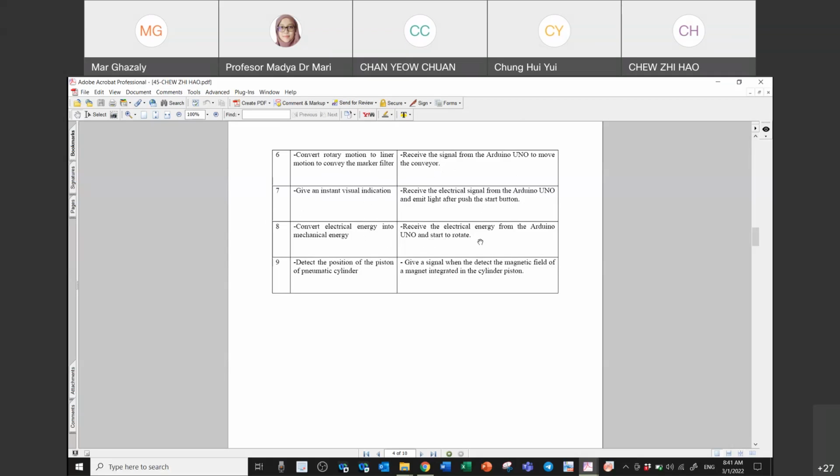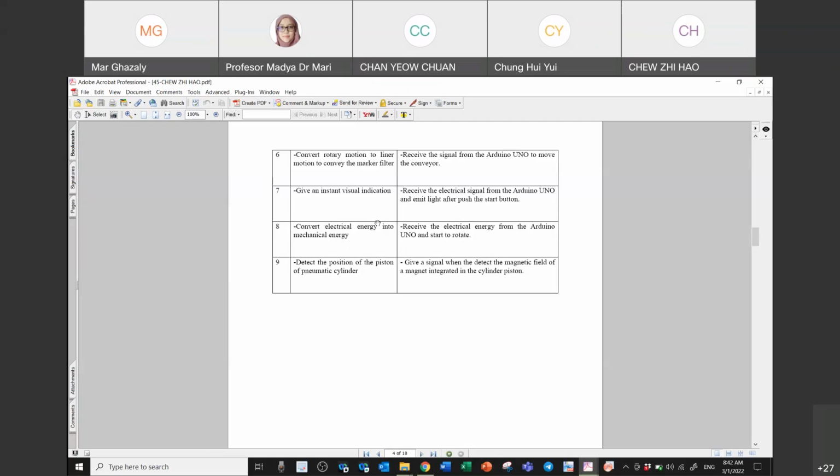Convert electrical energy into mechanical energy. Receive the electrical signal from Arduino and start to rotate. Start to rotate what? What part will be rotating? Number 8. Because number six, I think, is for the conveyor electrical actuator, and number eight is the belt drive system.